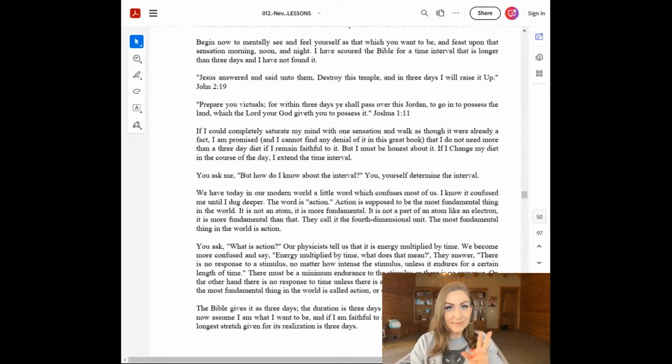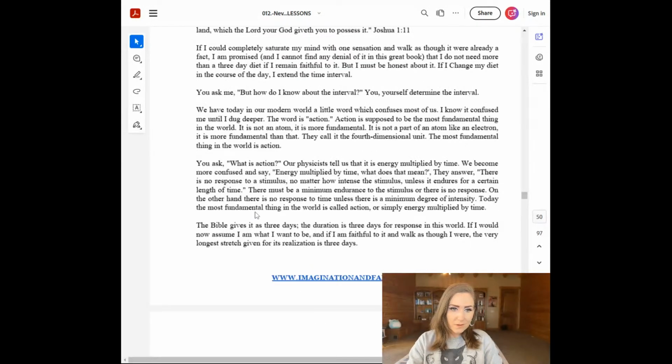The word is action. Action is supposed to be the most fundamental thing in the world. It is not an atom, it is more fundamental. It is not a part of an atom, like an electron. It is more fundamental than that. They call it the fourth dimensional unit. The most fundamental thing in the world is action. You ask, what is action? Our physicists tell us that it is energy multiplied by time.